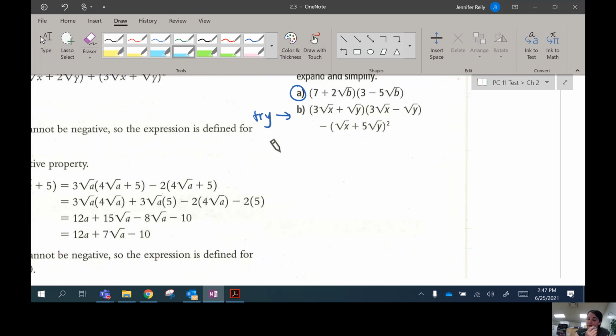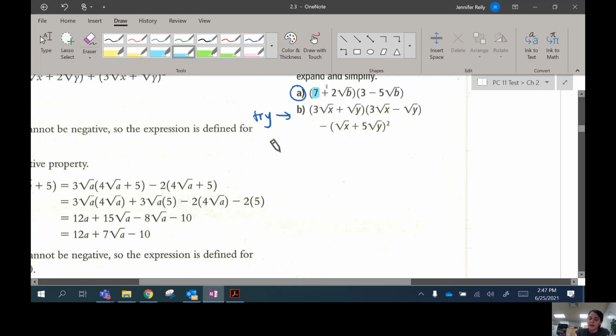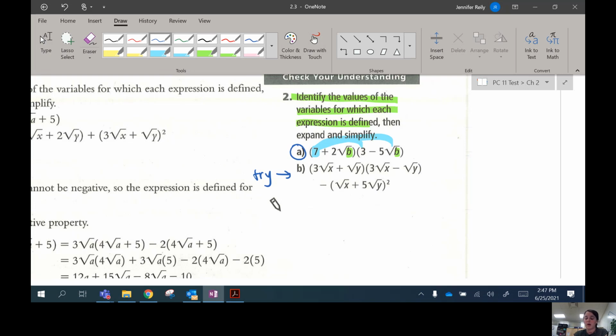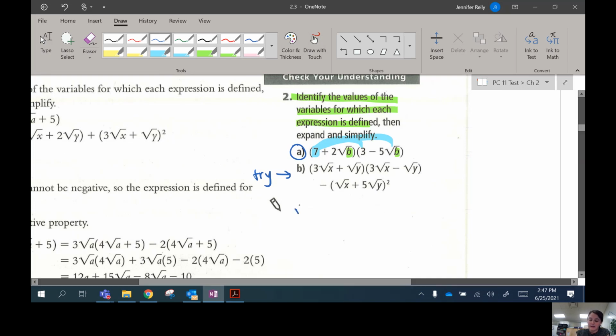So same idea here, I'm going to take this first term, the 7, and I'm going to multiply it with the 3 and with the -5 root B. Before we even get started though, the question asks us to identify the values for which the variable of each expression is defined. So let's look at my expression here. I've got square root of B, and I remember that square roots have to have a non-negative radicand. So B must be greater than or equal to 0. So before I even start, I have to state that.